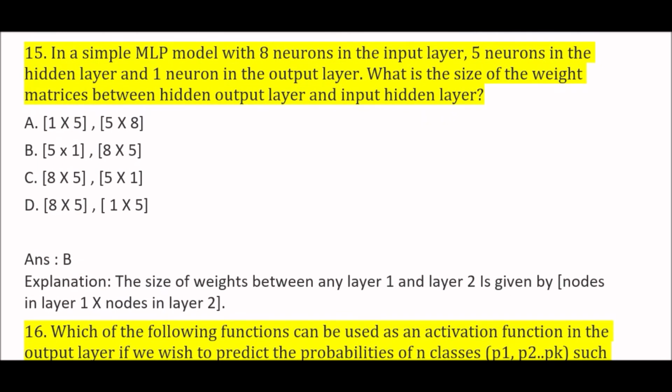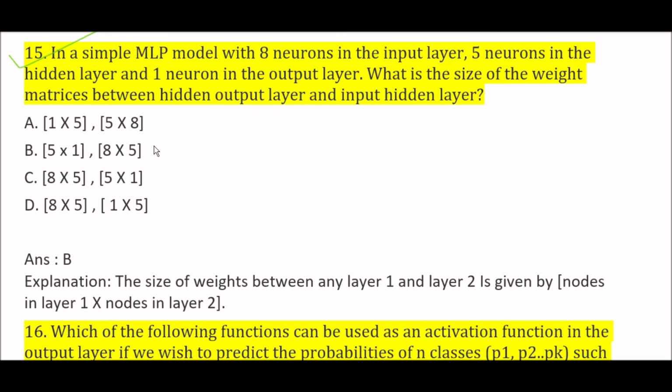In a simple MLP model with 8 neurons in the input layer, 5 neurons in the hidden layer, and 1 neuron in the output layer, what is the size of the weight matrix between the hidden-output layer and the input-hidden layer? Options A, B, C, D are given here, and the right answer is option B.